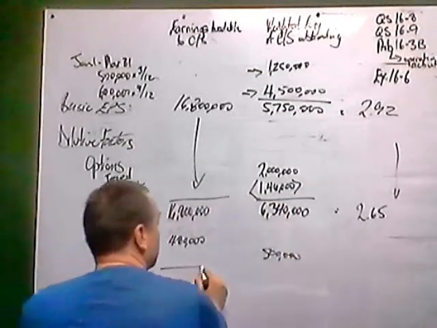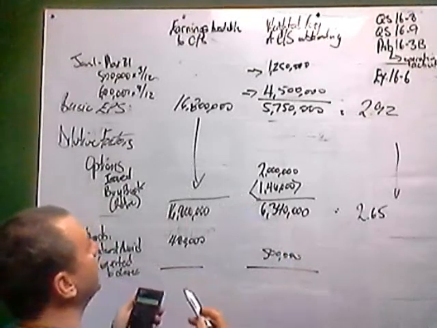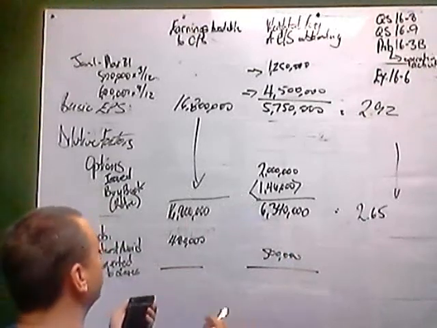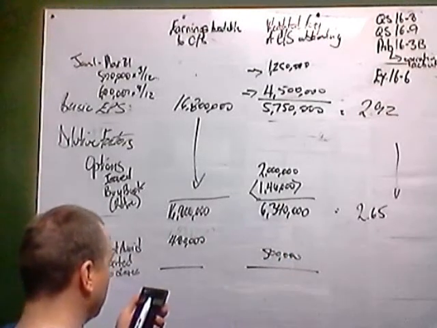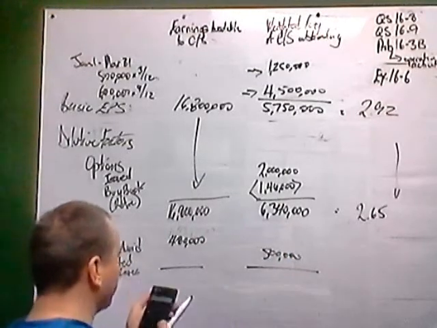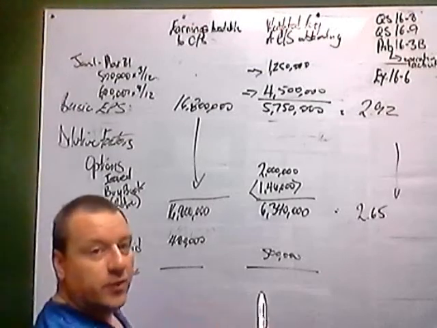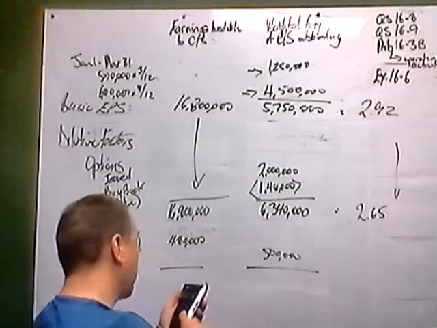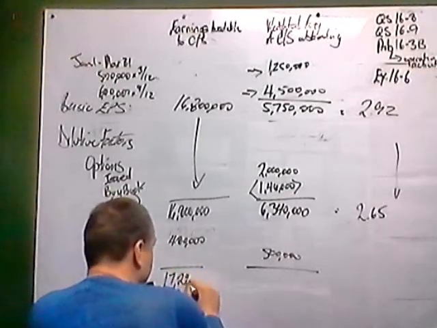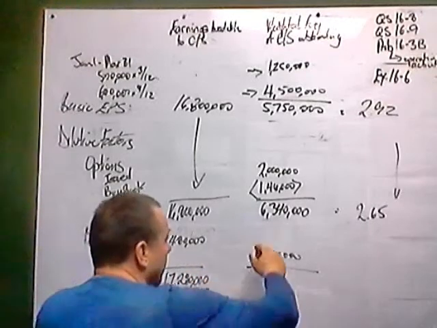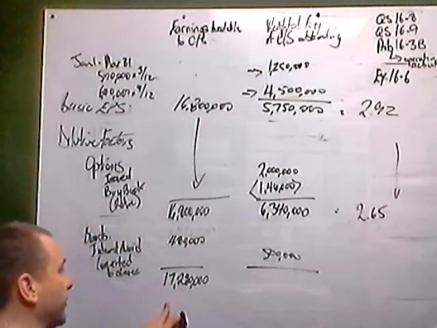Because now, how much earnings are available to the common shareholder? 16,800,000 plus we avoid having to pay interest of $480,000. Again, we don't have to pay interest on the bonds, we converted it to shares. So now we're at 17,280,000, and that's the earnings available to the common shareholder.